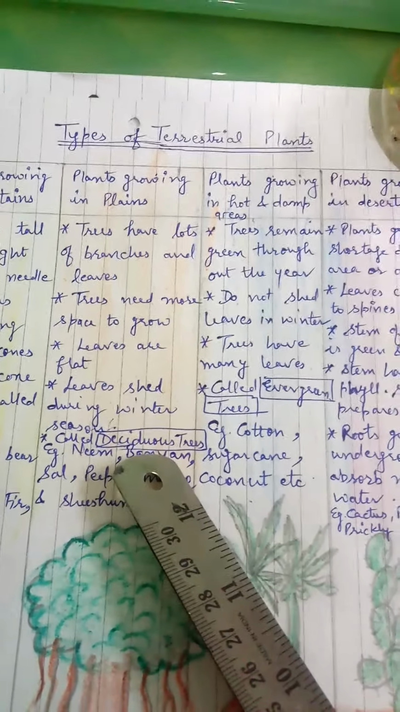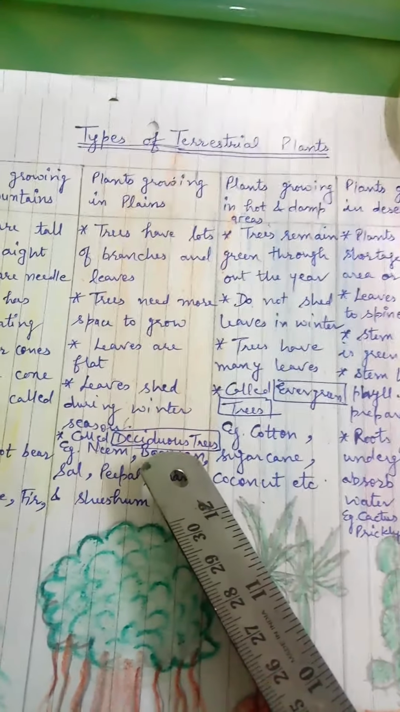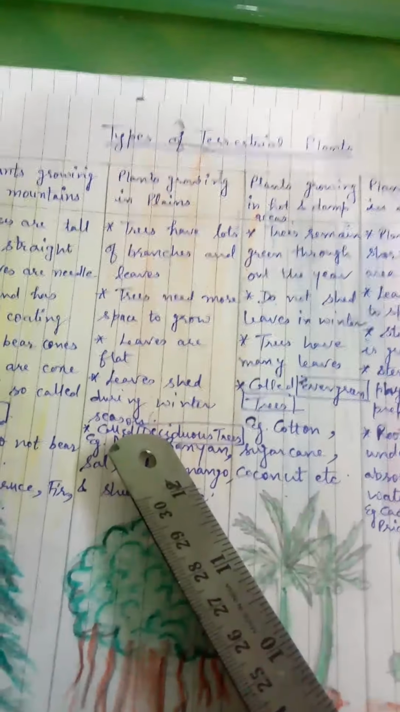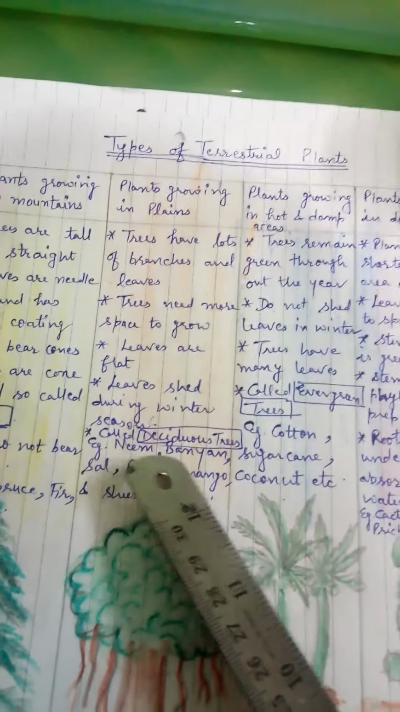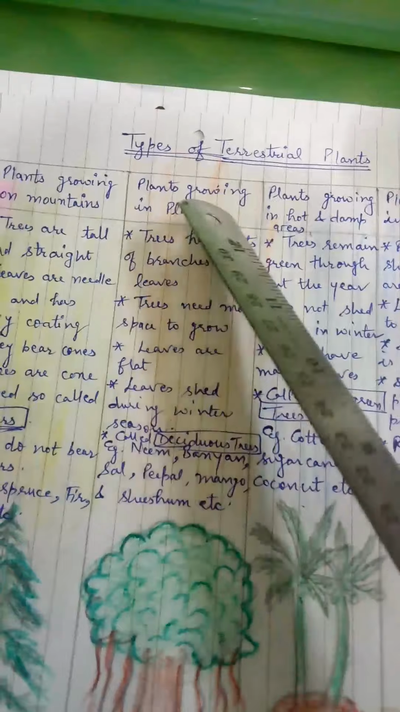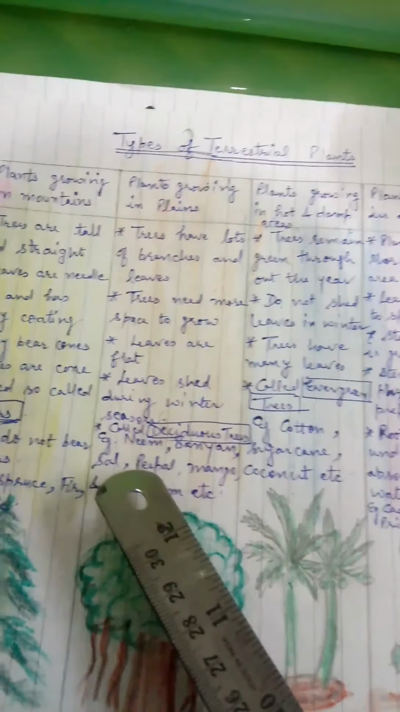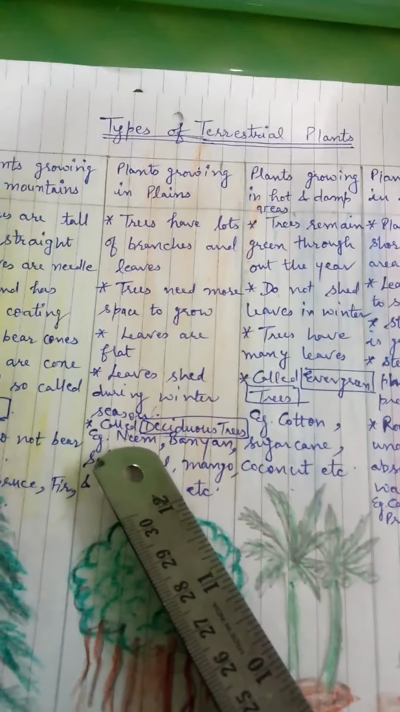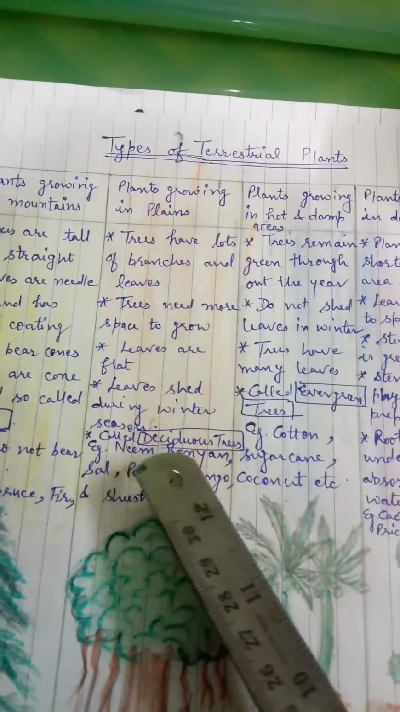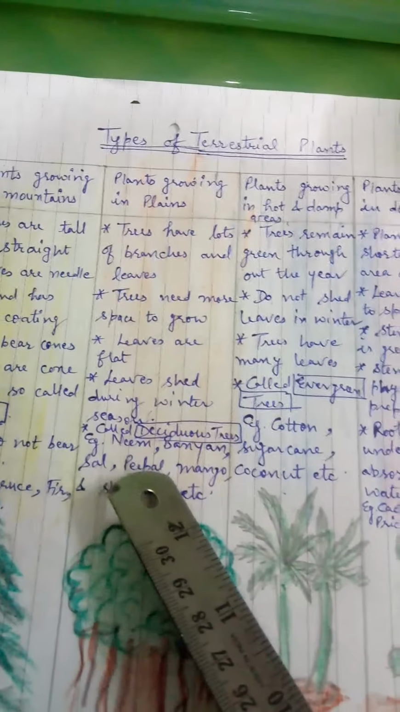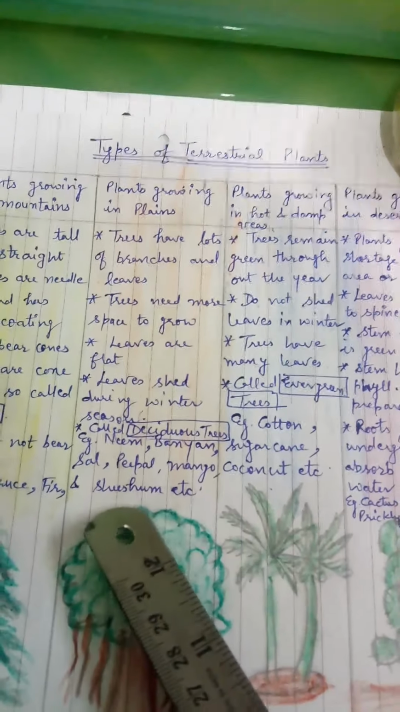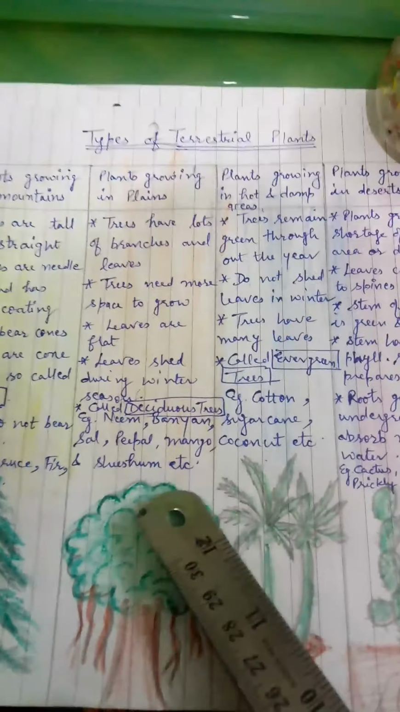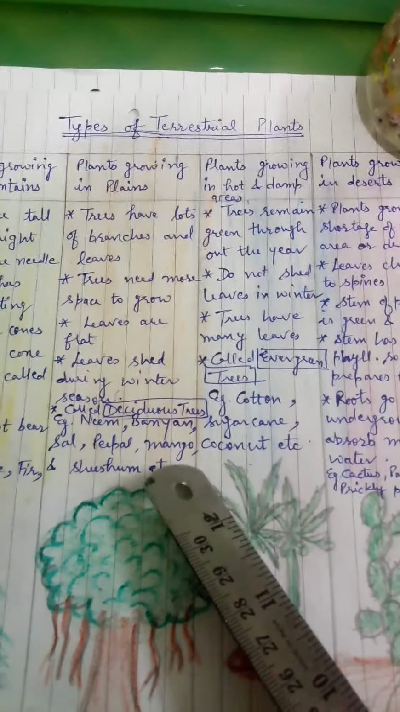So here we can learn the definition of deciduous trees: the trees which shed their leaves during the winter season, right? What are the examples of these types of plants that grow in plains? You see them everywhere in your surroundings, in your neighborhood: the neem, banyan, sal, peepal, mango, and shisham. All these trees you see in your neighborhood, in your school, playground, or on the roadside.